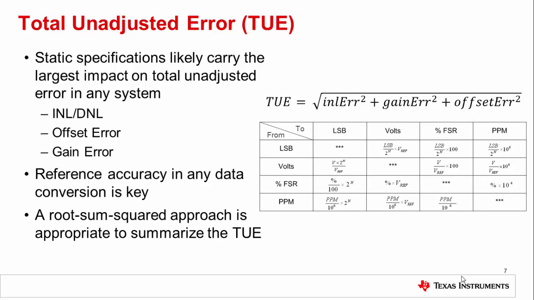Zero and full scale errors are not included because they are only endpoint errors. TUE only applies within the linear region of the DAC transfer function. DNL is also not included in the TUE equation because the INL spec already accounts for it.